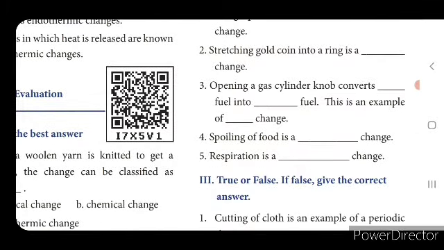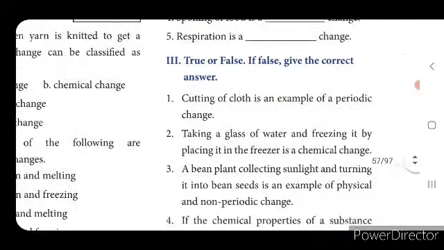Opening a gas cylinder knob converts liquid fuel into gaseous fuel. This is an example of chemical change. Spoiling of food is a chemical change. Respiration is an exothermic and chemical change. Okay, children? Then true or false?